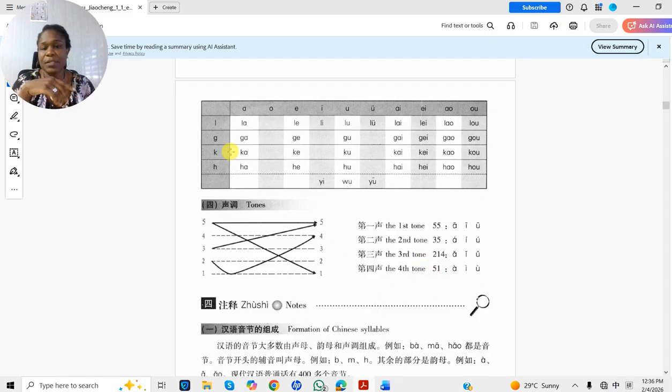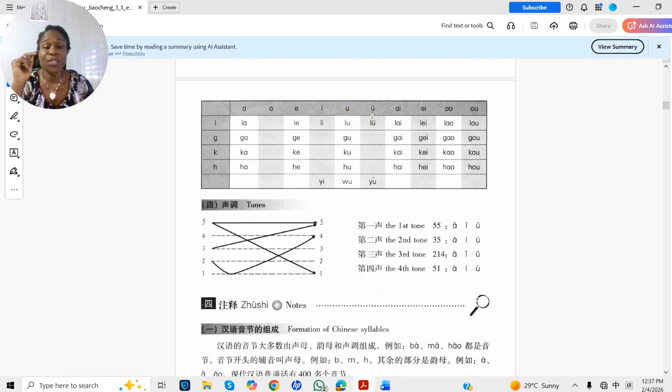Now, let's see something. The last time I said some initials go with some finals, and there are some combinations you would never see. For example, there is nothing like GO in the Chinese language. There can be GOU, but there cannot be GO. There's nothing like KO. There can be KOU, but you will not get KO. So G, K, and H cannot go with O. G cannot go with I. K cannot go with I. H cannot go with I. There's nothing like that.